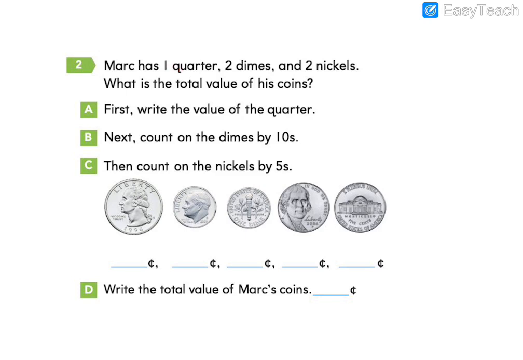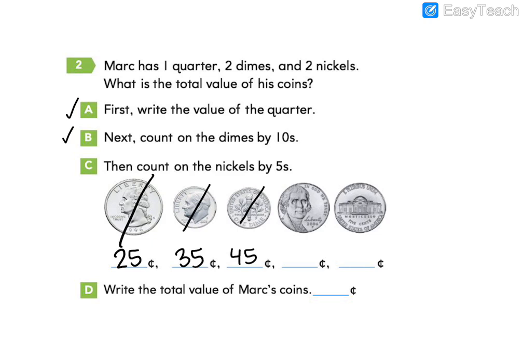Mark has 1 quarter, 2 dimes, and 2 nickels. What is the total value of his coins? We're going to start with a quarter because that's the greatest value. The quarter has a value of 25 cents. When we count on using our dimes by 10, we know we need to think of the next 10 from here. 10 more than 25 is 35. And 10 more than 35 is 45.